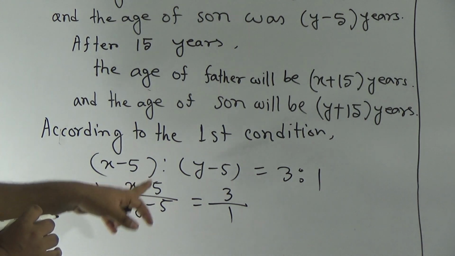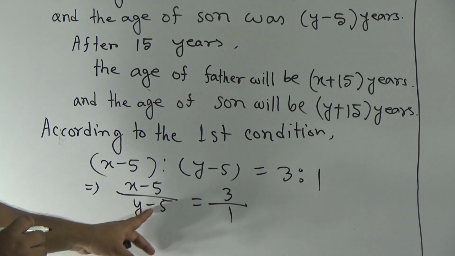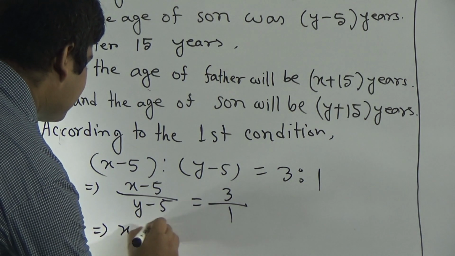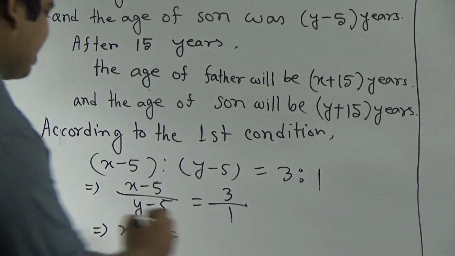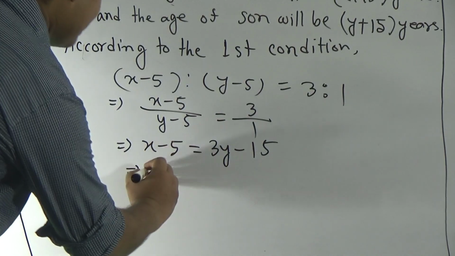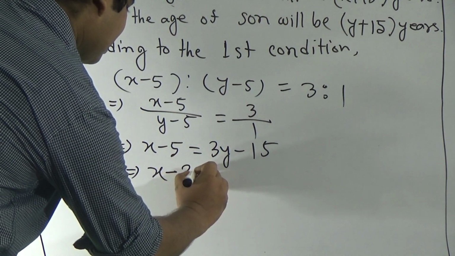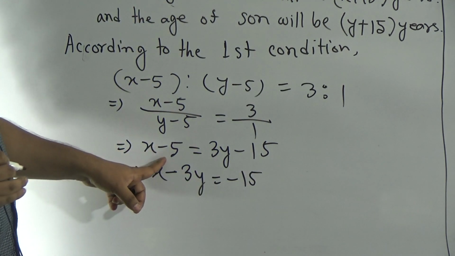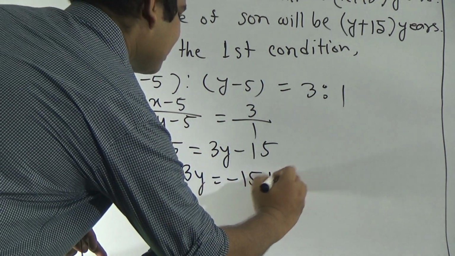That means we multiply x minus 5 by this 1 and multiply y minus 5 by this 3. So x minus 5 equals, if we multiply this 3 with y minus 5, then we get 3y minus 15. Now notice, this 3y changes position, that means minus 3y, and minus 15 is here, and this minus 5 changes its position, then it will be plus.